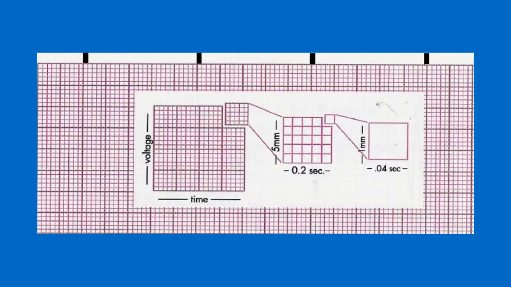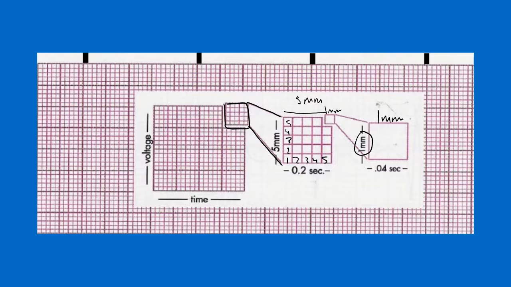Now let's take a closer look at one of these bigger boxes here. So one of these bigger boxes is made up of 5 small boxes across, as well as 5 small boxes going up. And each small box is 1 millimeter by 1 millimeter. That means that one big box, if this is 1 millimeter for the small one, and it has 5 going across, is 5 millimeters by 5 millimeters.